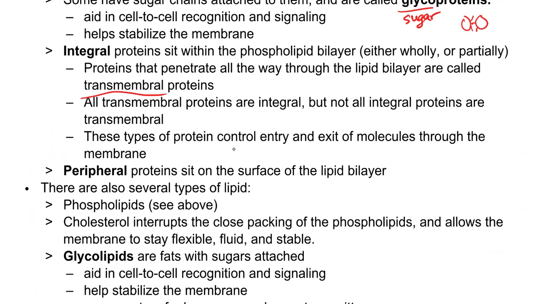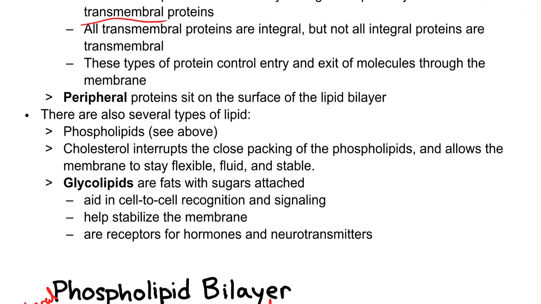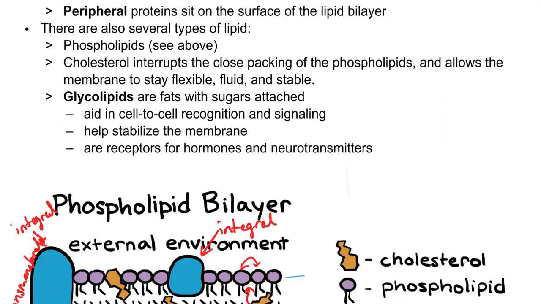These types of proteins control entry and exit of molecules through the membrane, which we will talk about in our next lesson. There's also peripheral proteins, and peripheral proteins sit on the surface of the lipid bilayer. They also help in signaling to other cells. There's also several types of lipids: the phospholipids that we've talked about already, and cholesterol, which interrupts the close packing of the phospholipids and allows the membrane to stay flexible, fluid, and stable.